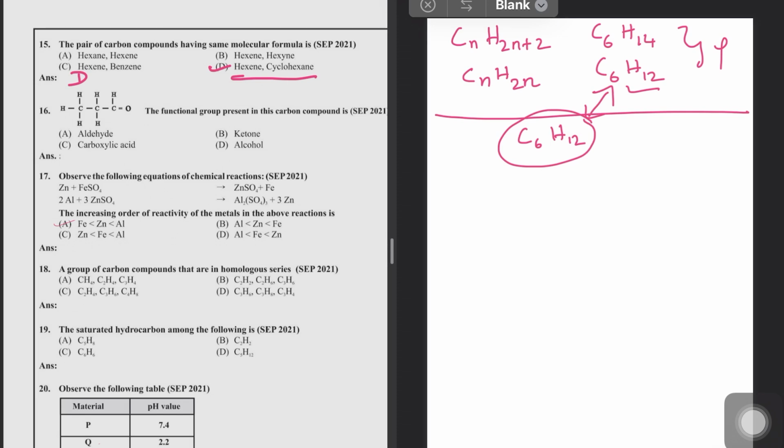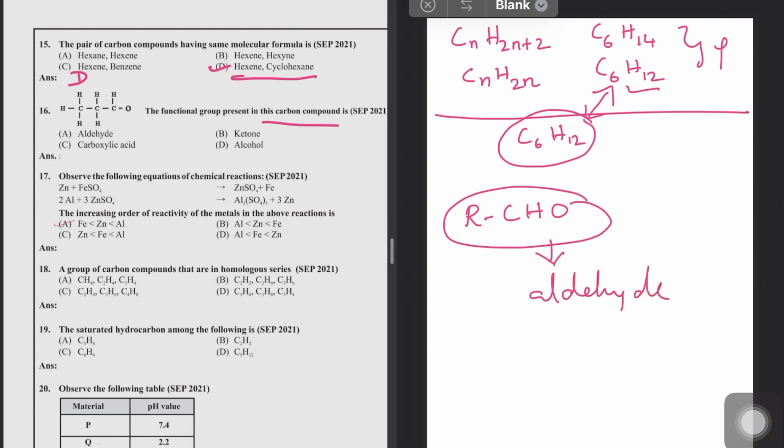Coming to the 16th question, the functional group present in the carbon compound is. This is also a repeated question. As discussed earlier, this is the aldehyde group, CHO, the functional group of aldehyde carbon compounds. So the correct answer is option A.